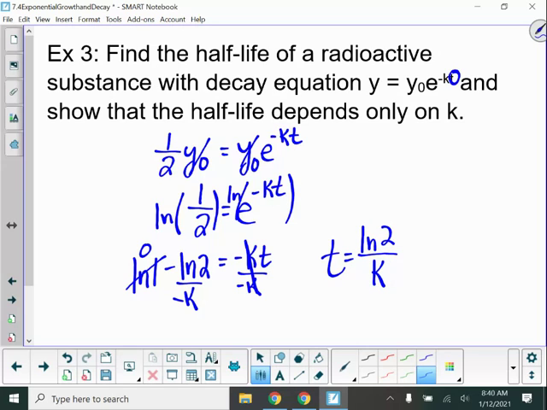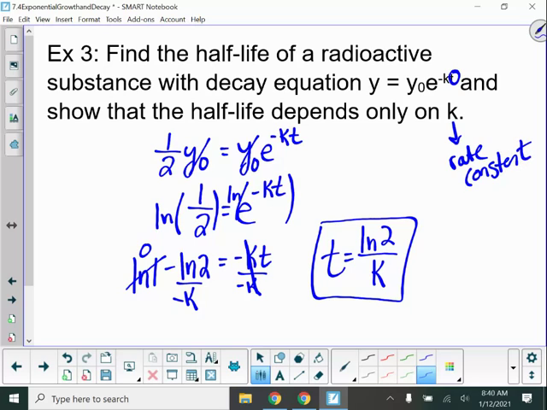And k is whatever your rate constant is. So anytime you have to find the half-life, it doesn't actually matter how much of a substance you started with. All you need to know is what the k is. K is going to be the rate constant, and of course that will change for different substances.